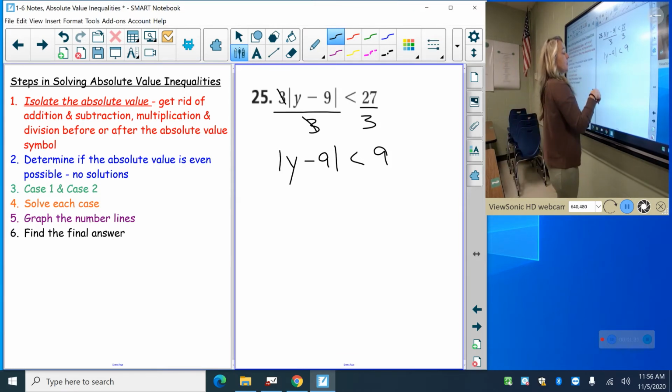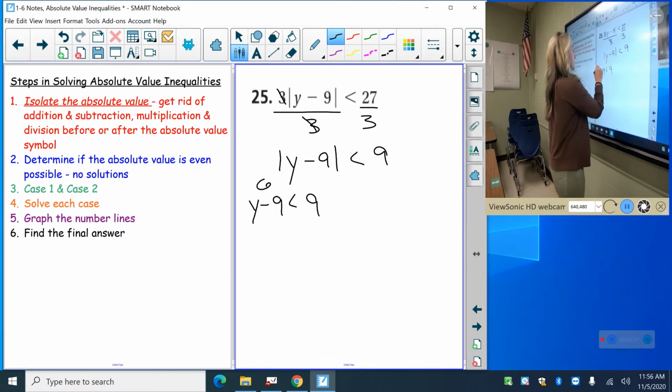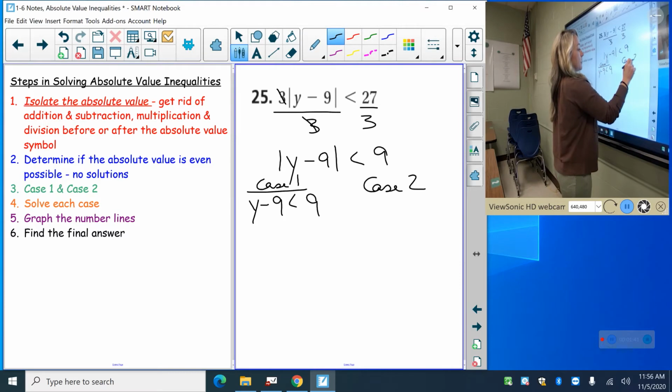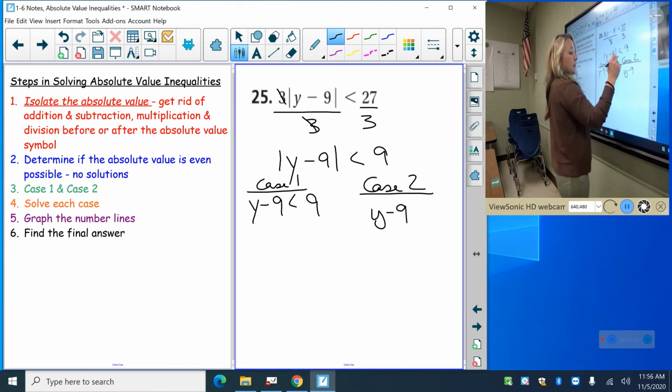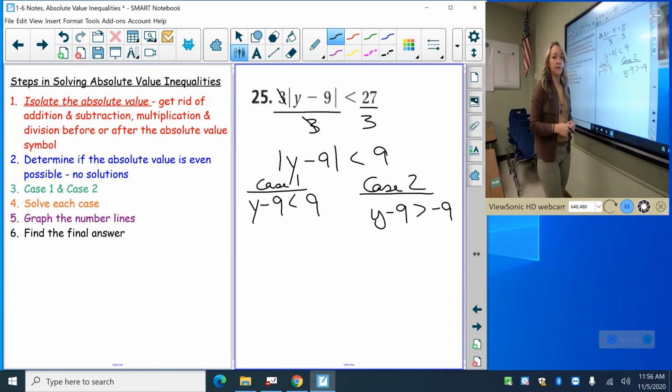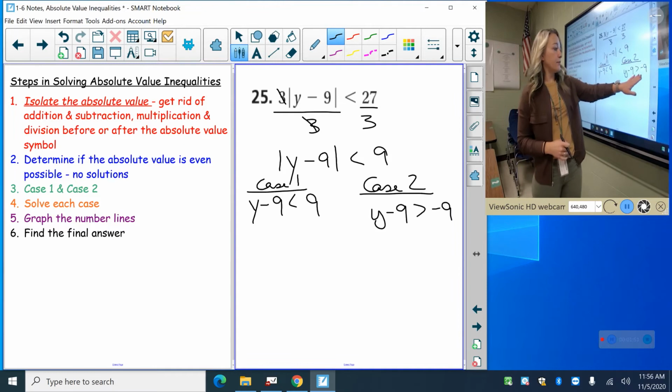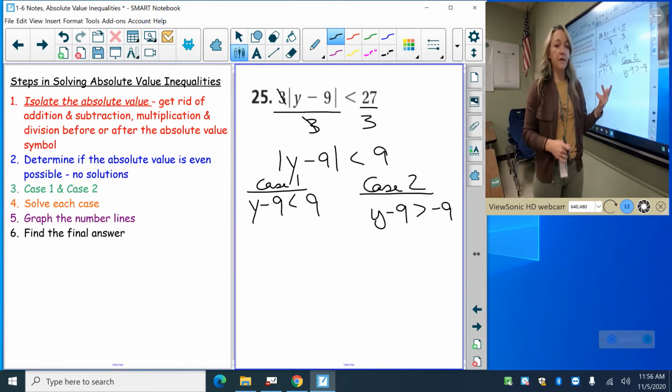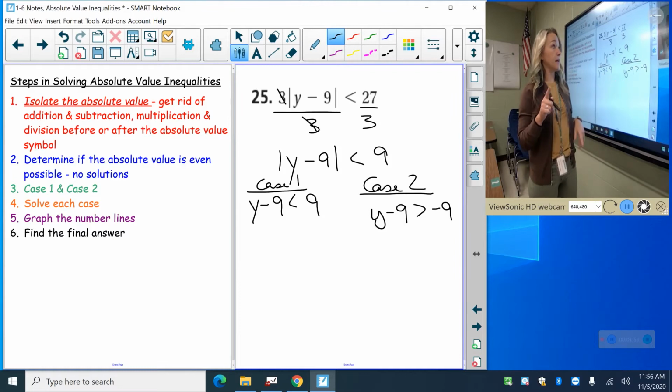So y minus 9 is less than 9, and then I have case 2. I forgot to write down case 1. I have y minus 9 is greater than negative 9. Now why would I flip the sign? Because if you remember, anytime we make it negative, we have to flip the sign. So in that case 2, when you make that negative case, you always have to flip that sign. Don't forget. So solve both cases.